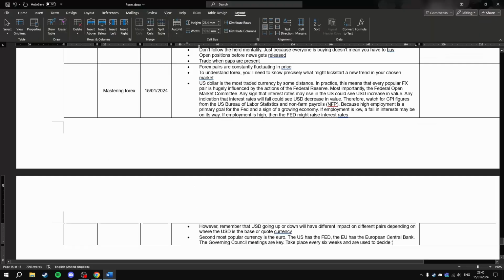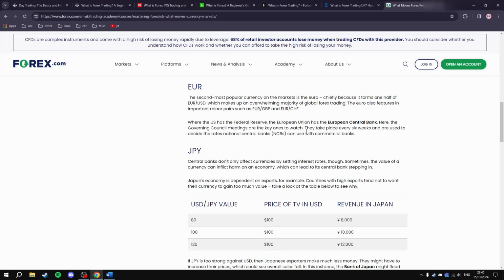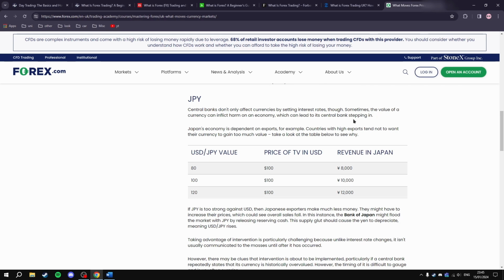To decide the rates national central banks can use with commercial banks. Central banks don't only affect currencies by setting interest rates, though. Sometimes the value of a currency can inflict harm on an economy, which can lead to a central bank stepping in.